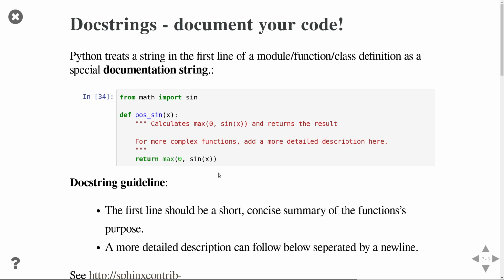That's why I have the triple quotes. You could also just have a single line string. It doesn't matter. And so in here, I specify what that function does. Right? So it calculates, blah, blah, blah. And then the first line should be kind of a concise summary of what the function does. And then one typically has a new line, and then afterwards one can have a more detailed description if the function is complex.